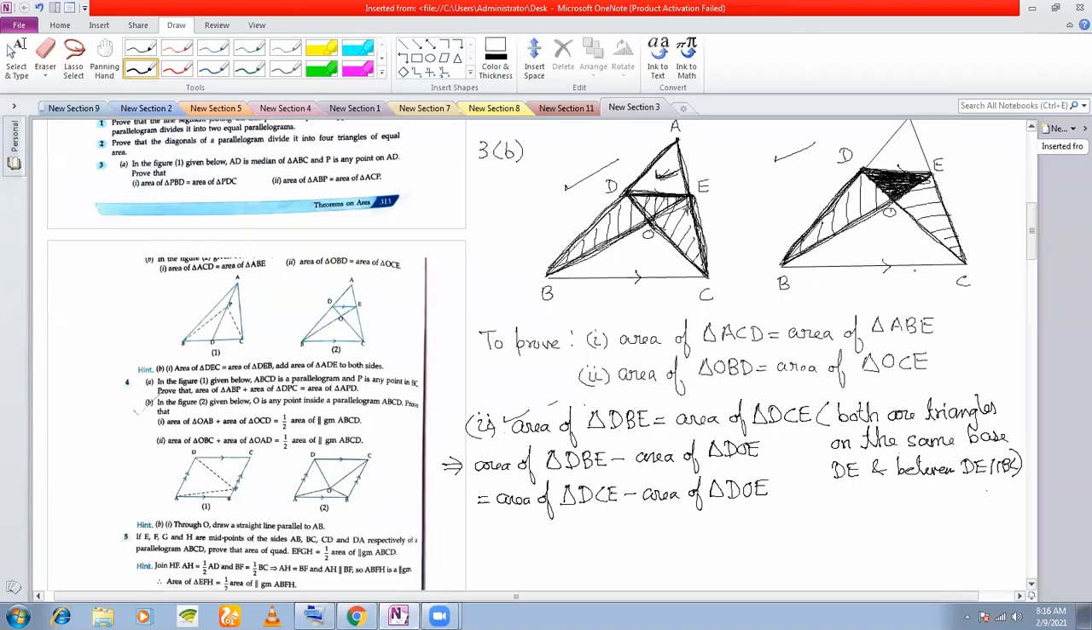So now what is triangle DBE minus DOE? This triangle here minus the shaded triangle will give you this triangle, right? So that is what we are going to write. Area of triangle OBD is equal to, similarly, this triangle here DCE minus the black shaded triangle will give you this triangle, the area of triangle OCE. And that is the required proof for the second one.